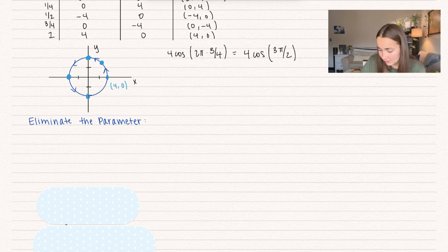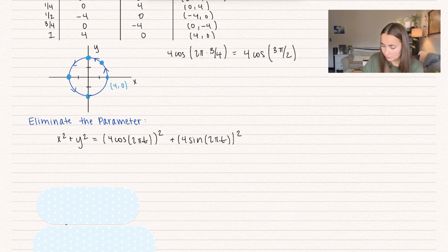Well, let's go ahead and use the fact that we know the equation of a circle is x squared plus y squared. One way that you could eliminate the parameter is you could plug in those values for x and y. So for x, we have 4 cosine of 2 pi t, all to the power of 2 because it's x squared, plus 4 sine of 2 pi t to the power of 2, right? So here we can square everything. We get 16 cosine squared of 2 pi t plus 16 sine squared of 2 pi t.